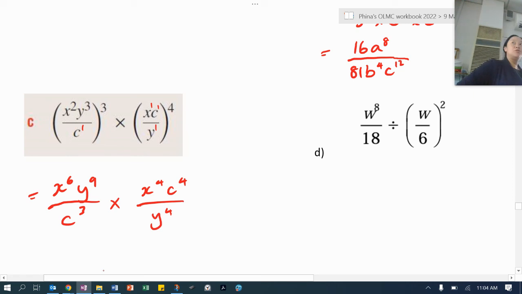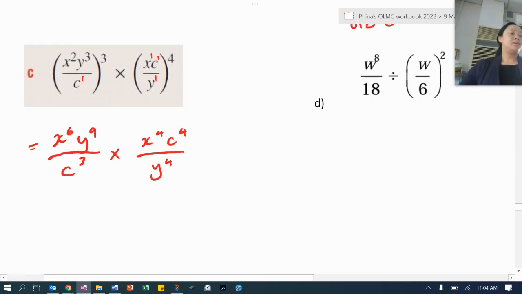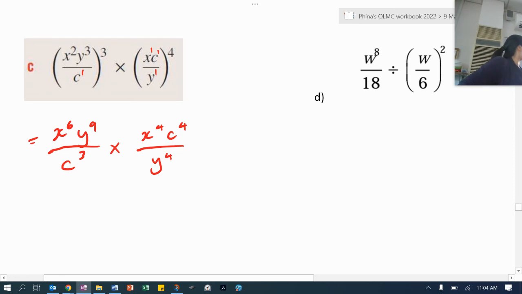So work on removing the brackets first. Then what should I do next? Suggestions? Yep.